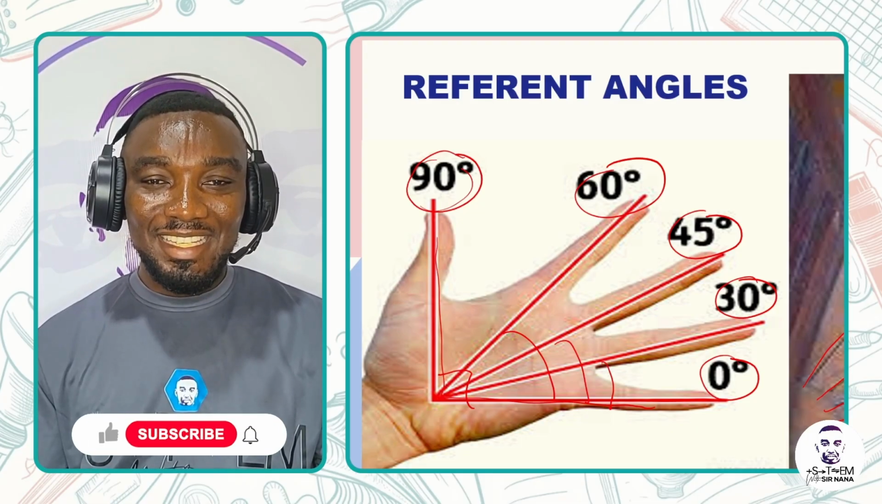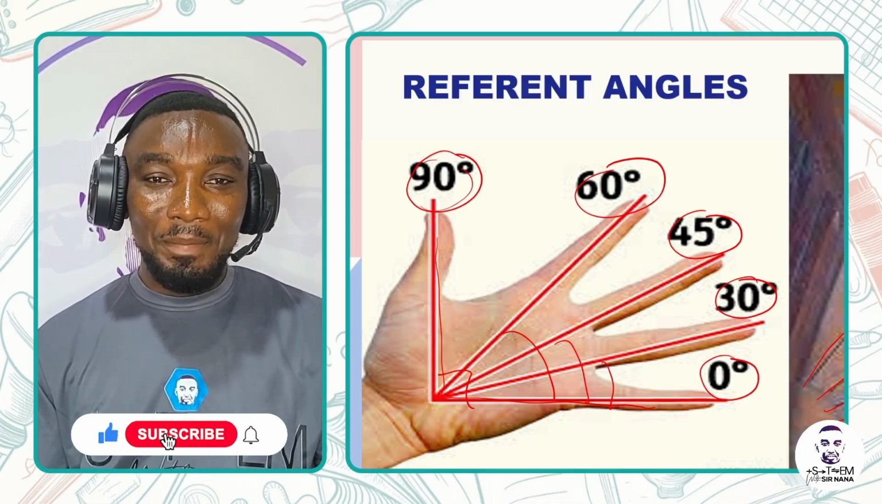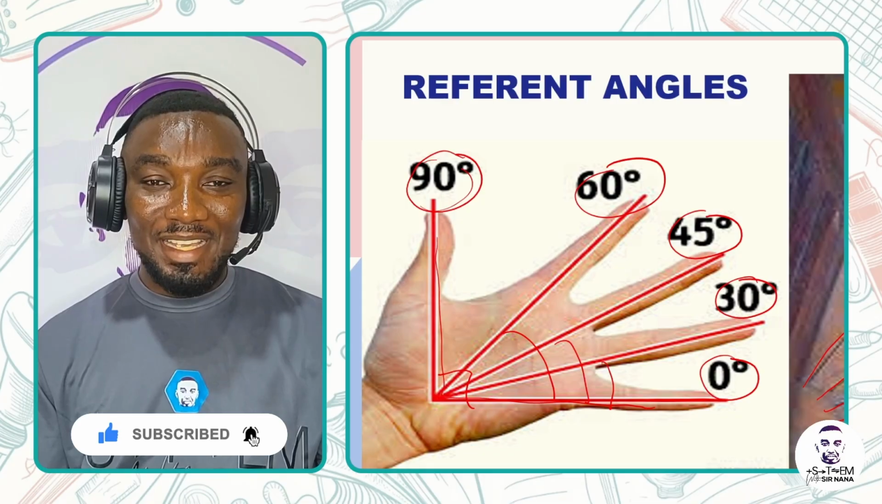In our next lesson, we'll be considering how we can measure and how we can bisect angles.